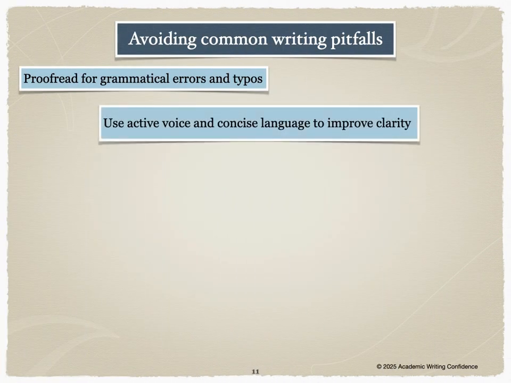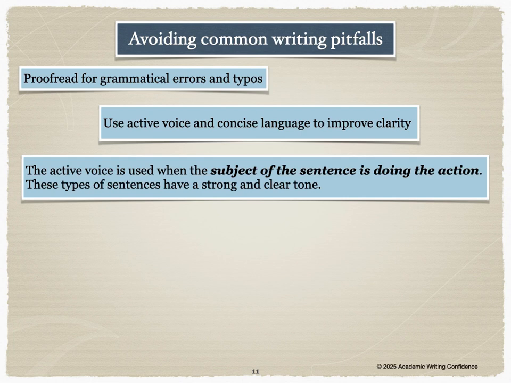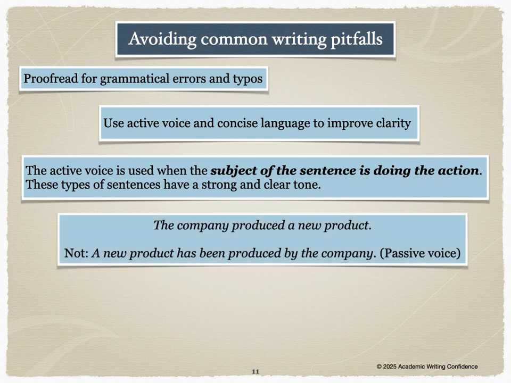When writing your essay, you want to use active voice and concise language to improve clarity. The active voice is used when the subject of the sentence is doing the action. These types of sentences have a strong and clear tone. For example, the company produced a new product. You don't want to write, a new product has been produced by the company. This is a passive voice sentence. Whenever possible, use active voice in your essay.